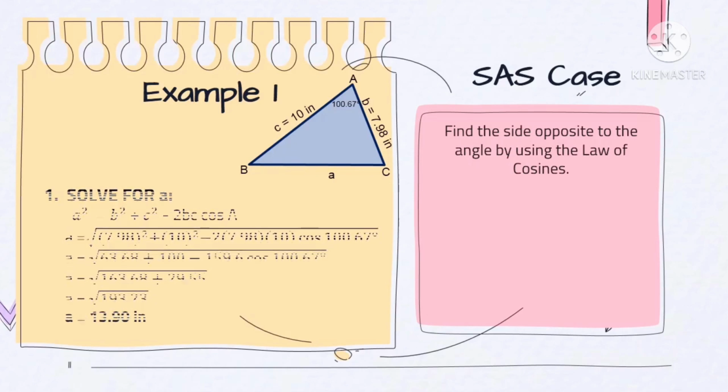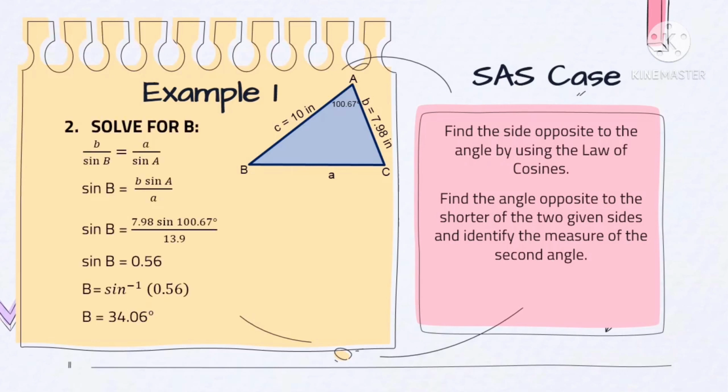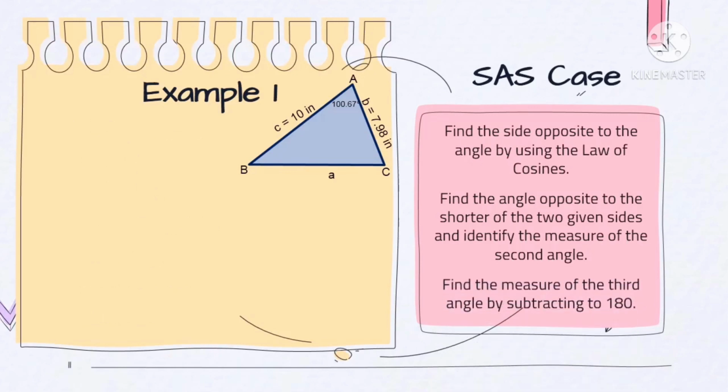The next step would be finding the angle opposite to the shorter of the two given sides. Since side b is the shortest side, we would find angle B first. We could use either the law of sines or cosines for the second step, but here we used the law of sines. We derived the formula, filled in the values, and computed. To get rid of sine on the other side, we apply inverse sine to both sides. In the end, we got 34.06 degrees. The last step would be subtracting the measurements of the angles from 180, resulting in 45.27 degrees.